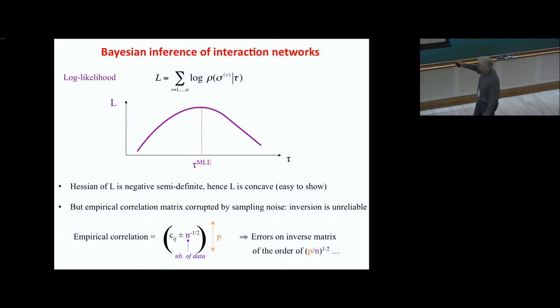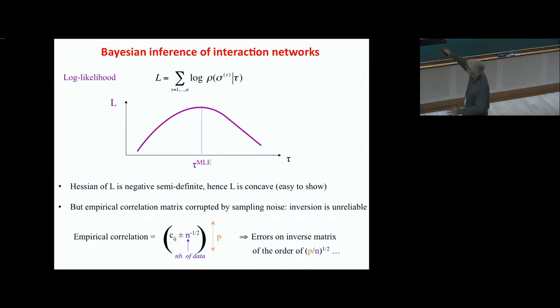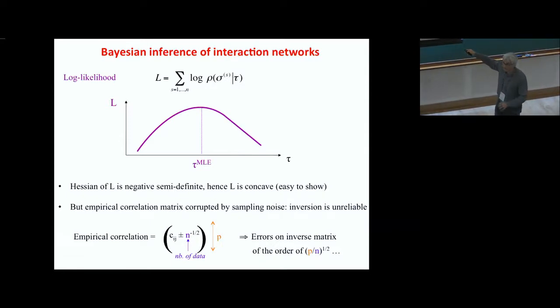Of course, the space here of the horizontal axis is a space of matrices, so it's not a 1D space, it's more complicated than that, but let's say L is a convex function of this. So there is a single maximum, which is exactly what we would like to estimate, and that's the inverse of the covariance matrix of the data.